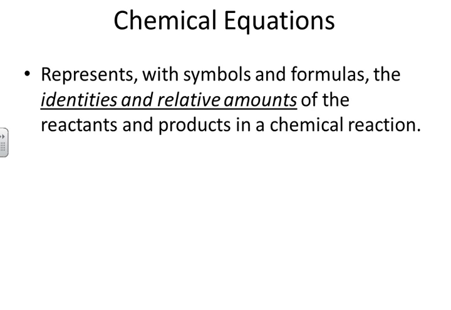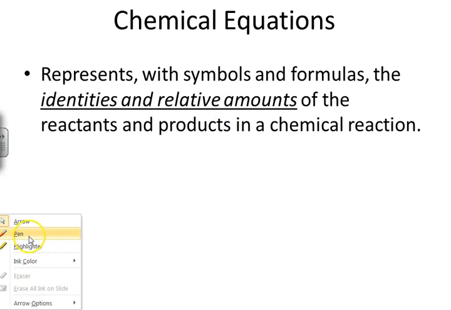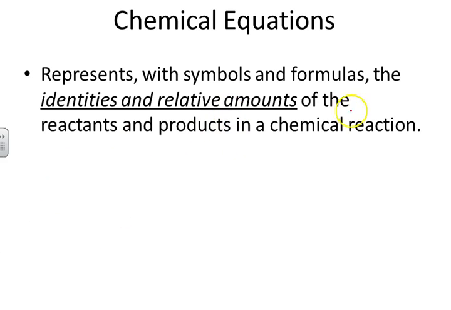So chemical equations are really our topic here. Whenever we represent chemical change, we represent it with a shorthand notation that's known as a chemical equation. We represent with symbols and formulas the identities and relative amounts of the reactants and products in a reaction. What this amounts to is that this is a recipe for certain products.